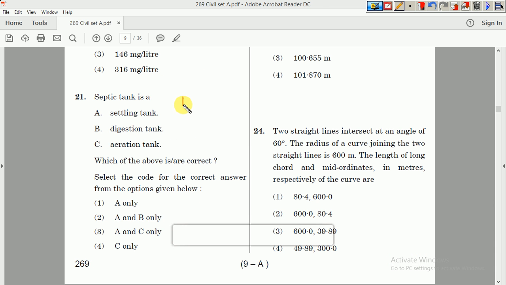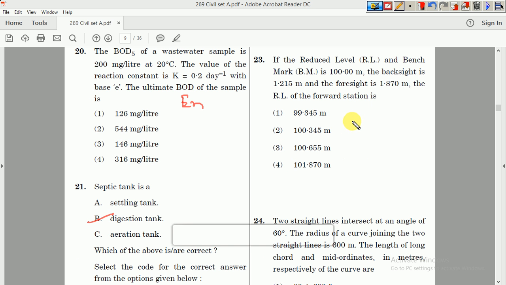This is again a direct question from NV2. The answer is A and B. So this is also a repeatedly asked question. So what you are doing, 100 plus 1.215 minus 1.870. This is a very simple concept. I am not going to read the question, just you read the question. I am giving a hint. If you solve this, you will get an answer. The answer is 99.345.